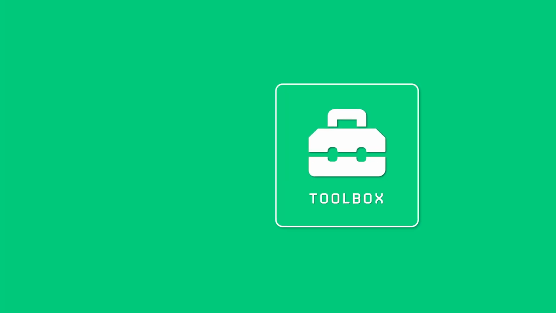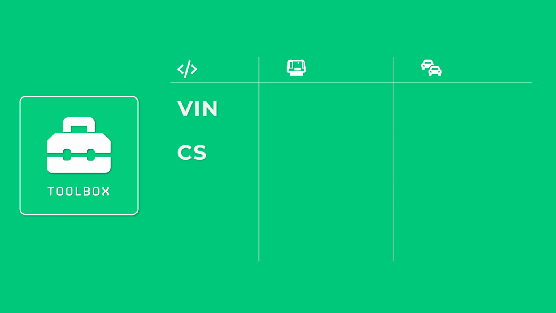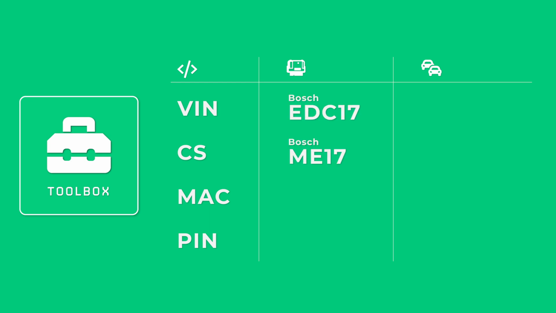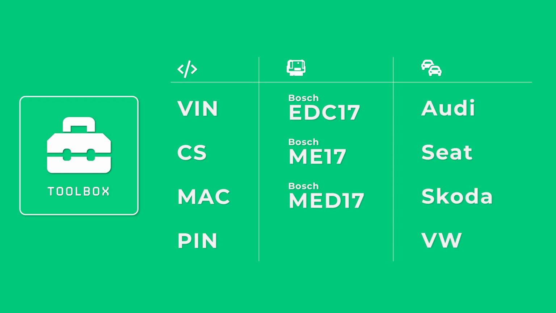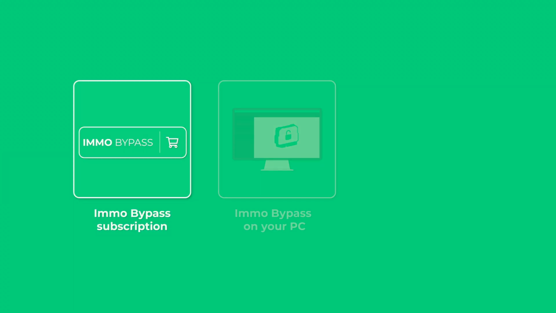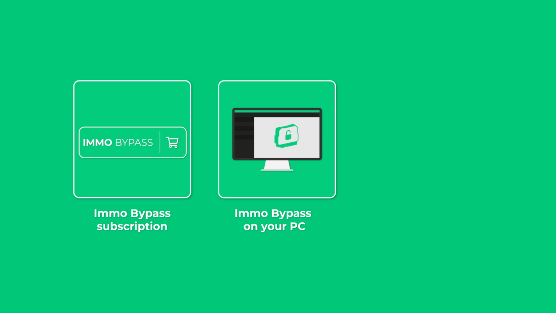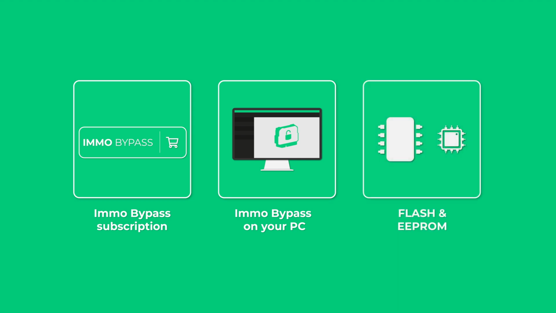If you have an active Immo Bypass subscription, you can use Toolbox to read and modify VIN, CS, MAC, and PIN values in three types of Bosch engine control units: EDC17, ME17, and MED17 that are commonly installed in VAG Group vehicles. All you need is Immo Bypass subscription, Immo Bypass installed on your PC, flash and EEPROM readouts from your ECU.